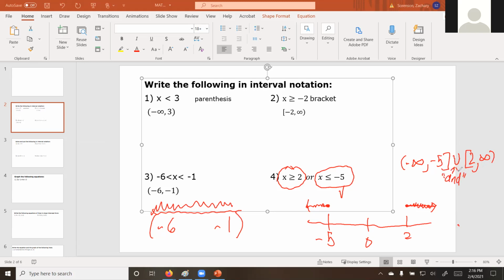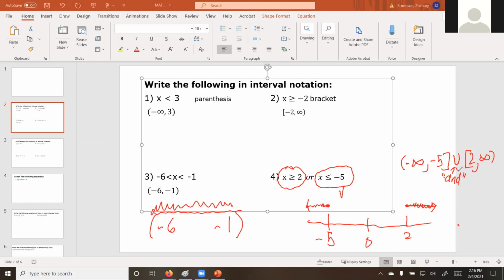So this U, it's a union, means that it's and. It said, okay, I wrote the inequality for x is less than -5. I wrote it for x is greater than or equal to 2. And both of those are possible. X could be in one, it could be in the other, maybe.